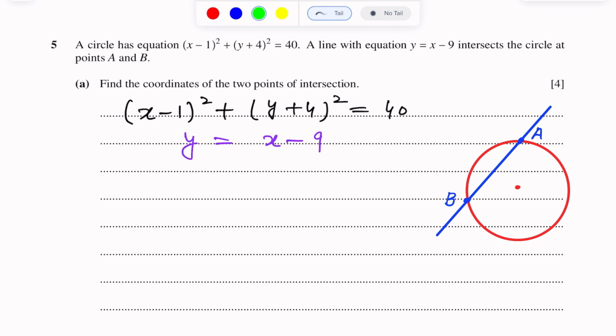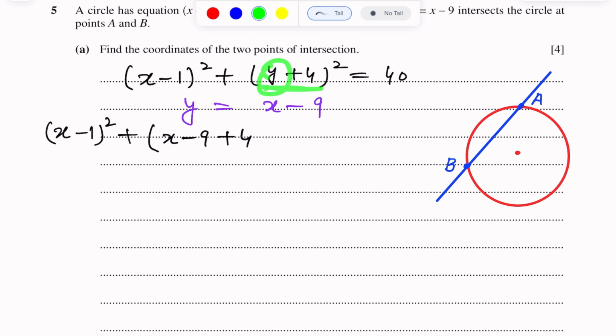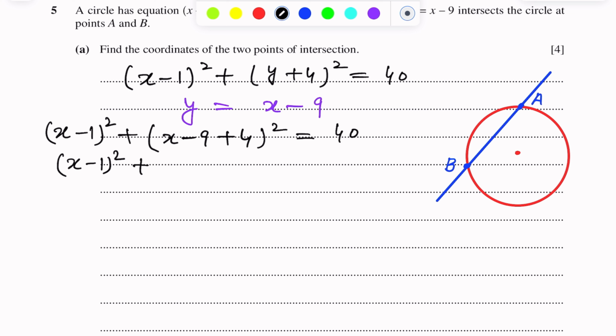We are using the substitution method, putting the value of y in the circle equation. We get (x − 1)² + (x − 9 + 4)² = 40. We have put this value here, y is x − 9, plus 4. Simplifying, we get (x − 1)² + (x − 5)² = 40.